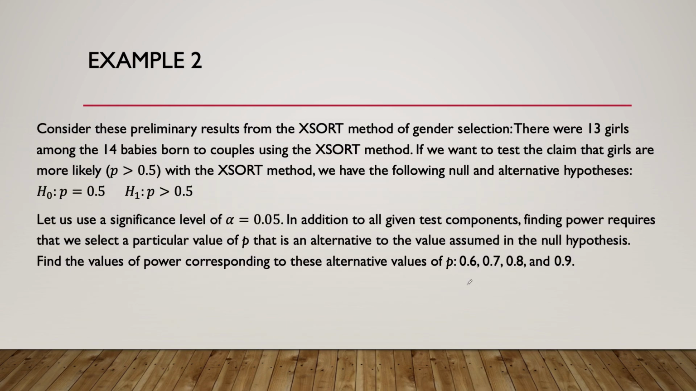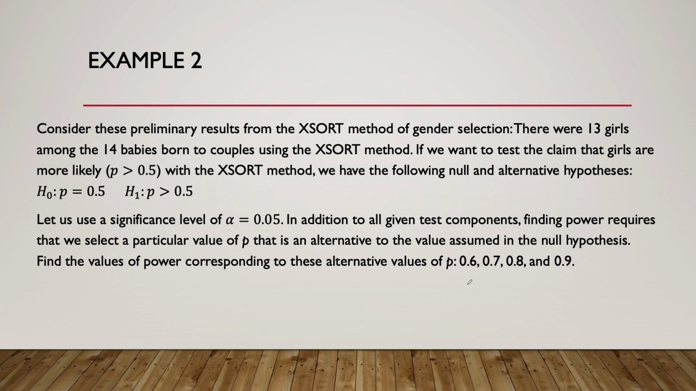So let's consider the preliminary results for the XSort method of gender selection. There were 13 girls among the 14 babies born to couples using the XSort method. If we want to test the claim that the girls are more likely, p is greater than 0.5, with the XSort method, we have the following null and alternative hypotheses. The null hypothesis, p is equal to 0.5. Alternative, p is greater than 0.5. Let's use the significance level of alpha is equal to 0.05.